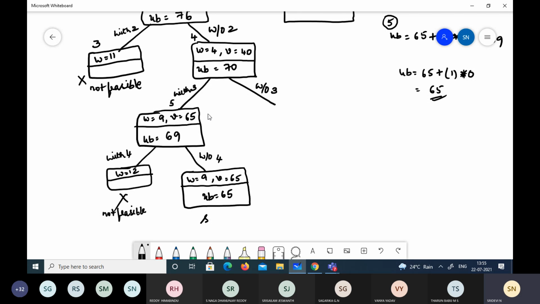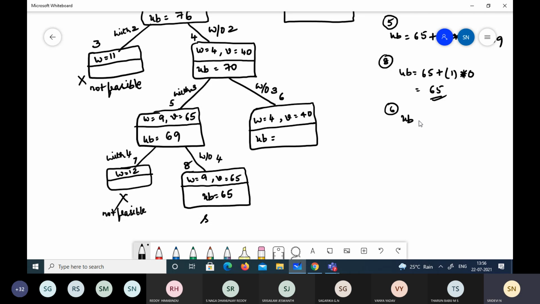Okay, we can compare later. We'll try the other solution available. Again, we'll backtrack and we will check here. We'll move to the right and check again. So it is without 3. Let's check without 3 what happens. W will still be 4 and this also will be 40. And what about the upper bound without 3? You just have to calculate it. This was for the 8th node. Now we are doing it for the 6th node.